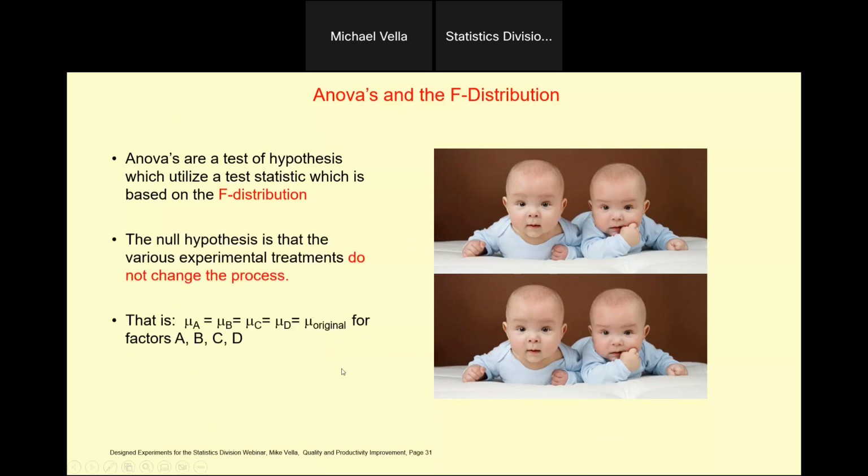And what we're really trying to find out is, are things the same as in these pictures of the cute babies? And we're trying to determine if the null hypothesis is true, and that is that the various experimental trials do not change the process. Formulaically, it's mu of A equals mu of B, mu of C, mu of D equals the mu of original for factors A, B, C, and D. So in all your experiments, you're going to be setting a null hypothesis and an alternate hypothesis.